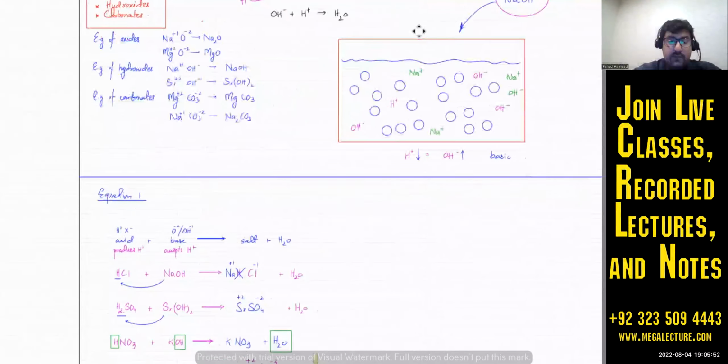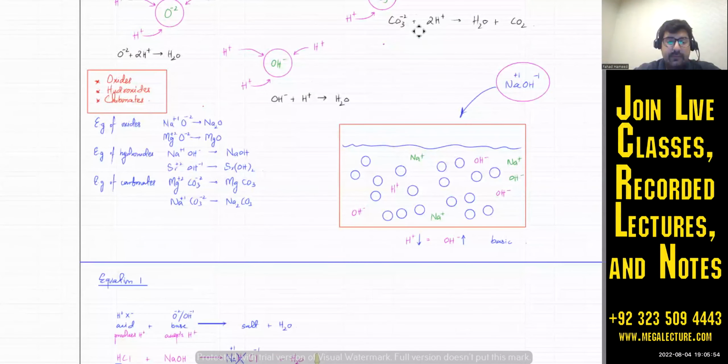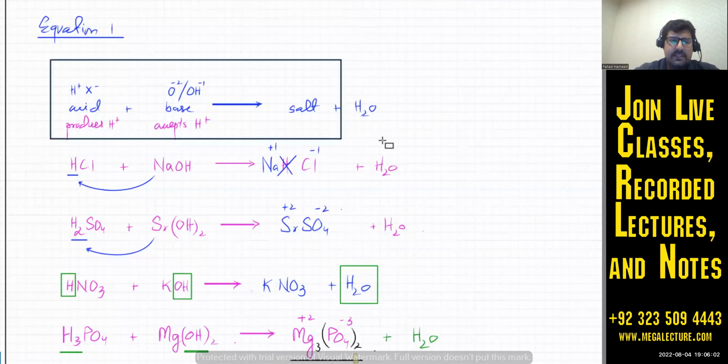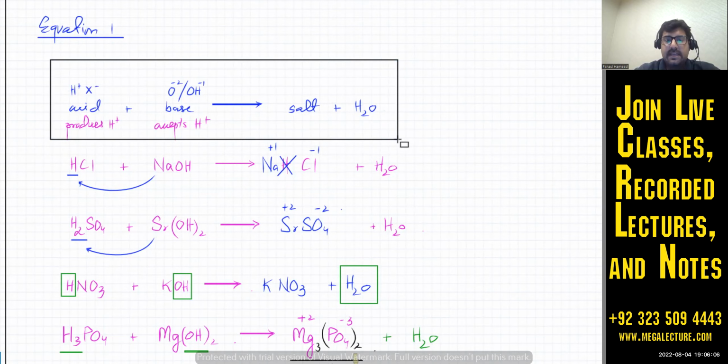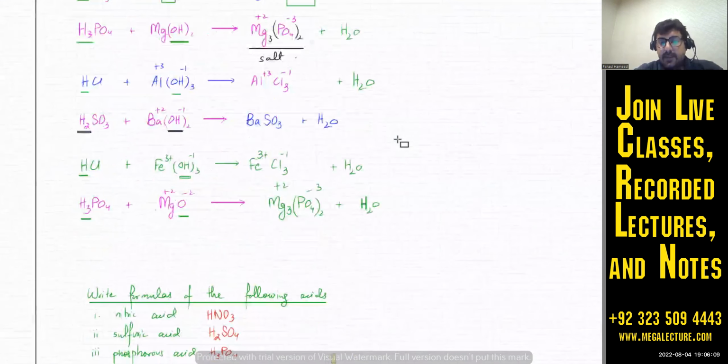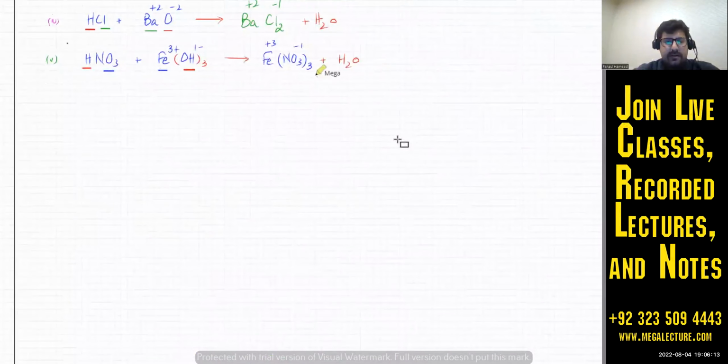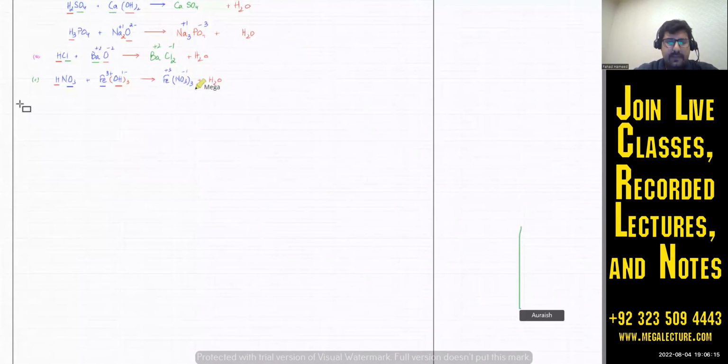Okay, so we did a lot of practice for this one. I'll give you more questions. Remember, the more you practice, the more it will come at your fingertips. You'll know what a nitrate is. It's NO3 -1. You'll know what a carbonate is. It's CO3 -2. So this is the first equation that we did. Now we're going to move towards the second equation, which is going to be almost the same. Not much of a difference in the second one.